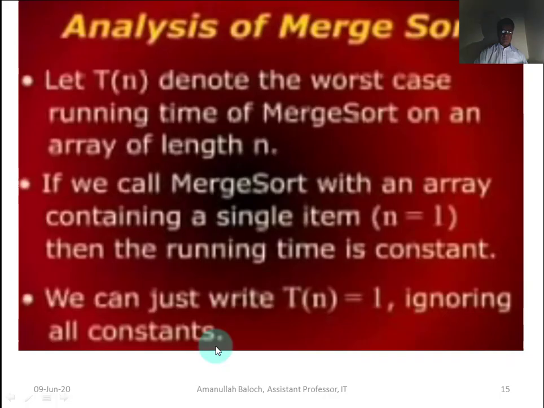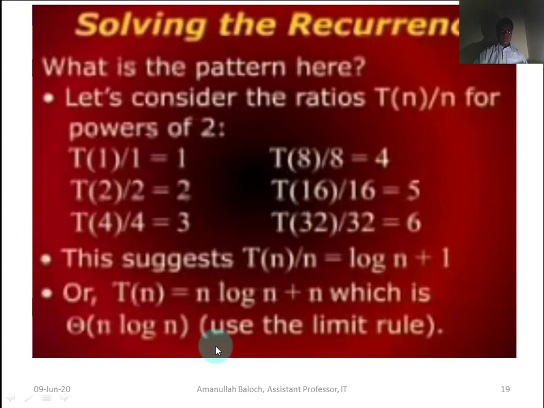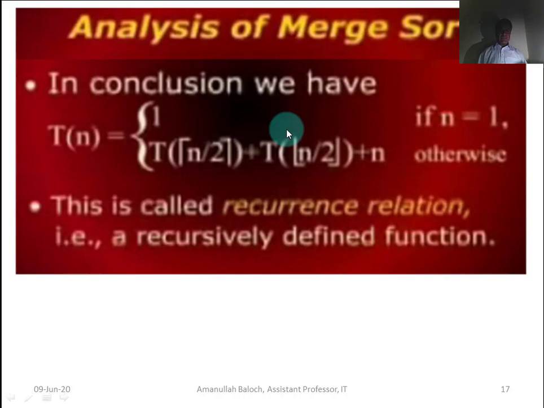So this is the recurrence relation. This is the recurrence relation, that if an array has only a single element, then it will take unit time, and if it has more than one element, that is 8 elements, 10 elements, 20 elements, then it will behave like this, that it will be divided into 2 subarrays, and those 2 subarrays will take their own time, and at this stage it has consumed some time, and it is n. This is called a recurrence relation, that is a recursively defined function. This is a function which is defined recursively.